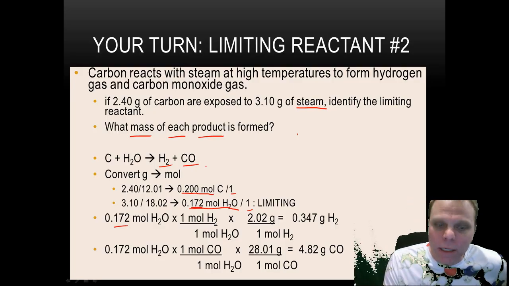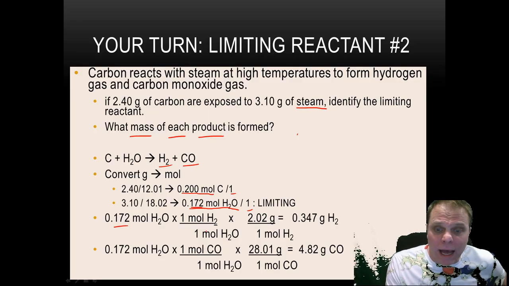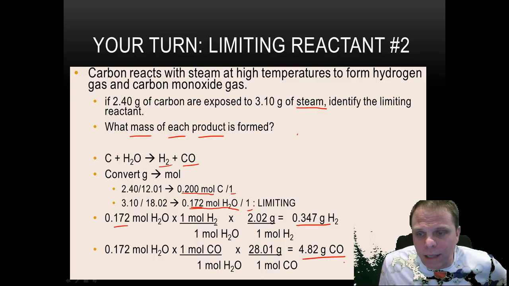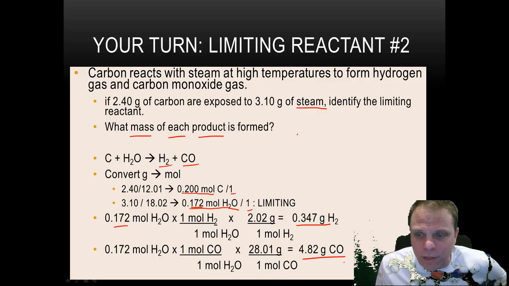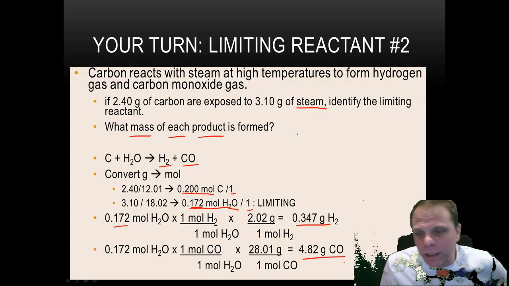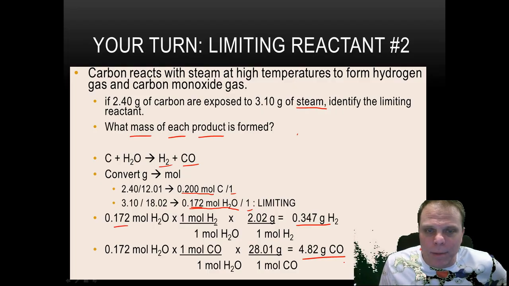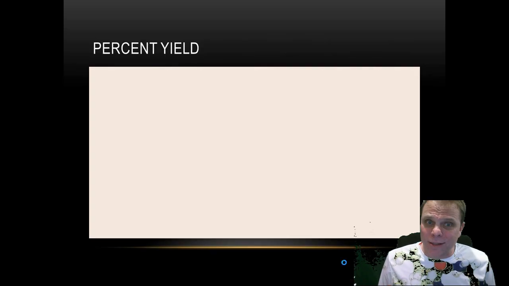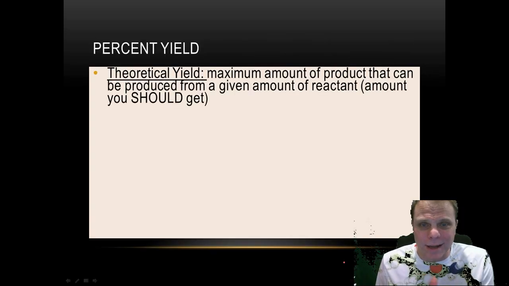My goodness, so hard, right? Well, anyway, you've got the masses of both 0.347 and 4.82 as the masses of those. So 0.347 grams of hydrogen and 4.82 grams of carbon monoxide. All right, so you're getting pretty good at this, right? It's not too hard, not too hard, not too hard. All right, so now let's go on to the next one.